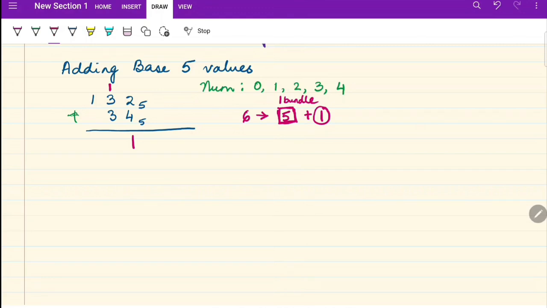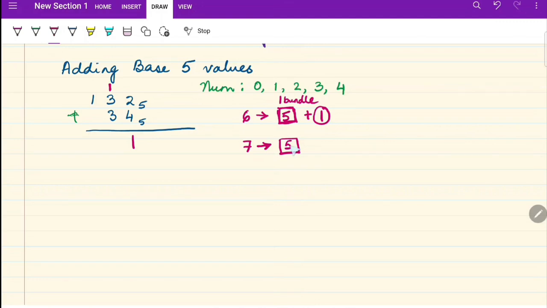All right. Now we again perform the addition. 1 plus 3 plus 3 is a 7, correct? Again, 7 is not a numeral in the base 5 system, so we have to again use the bundling process. Write your 7 here and create a bundle of 5. So when you create a bundle of 5, what are you left with?